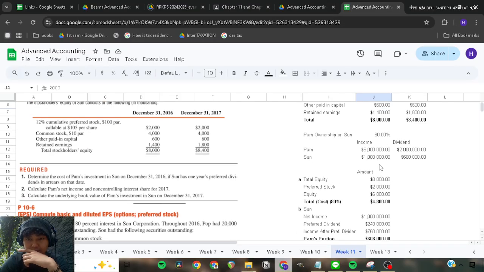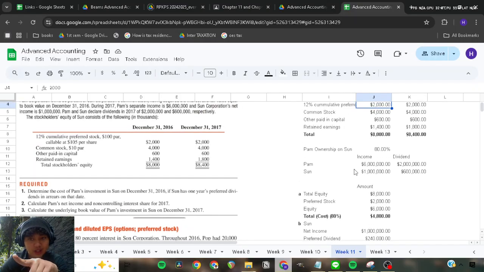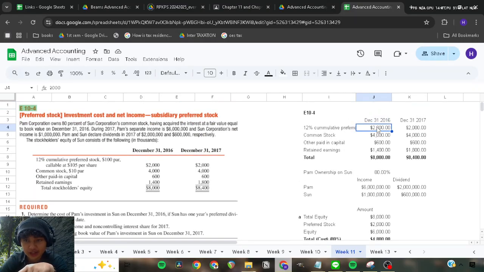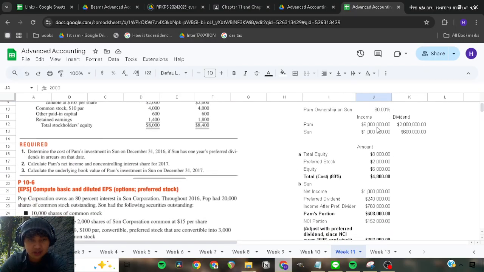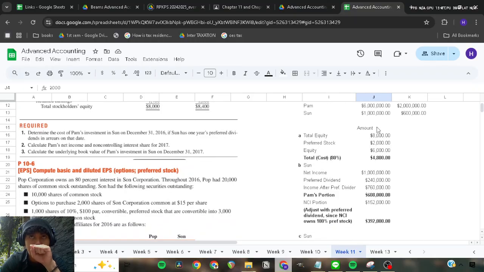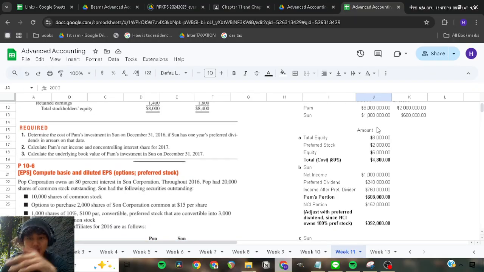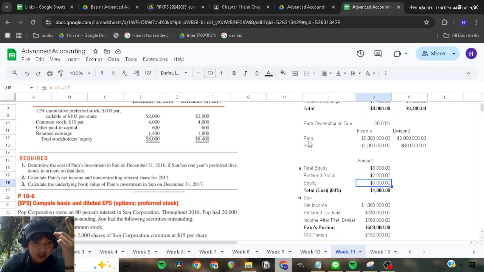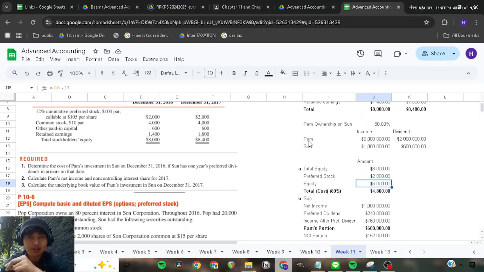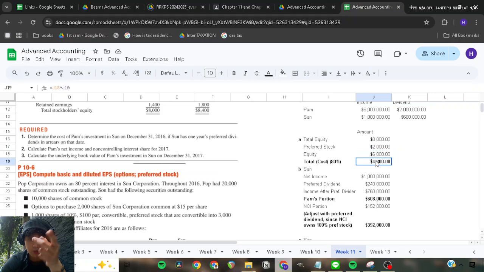I put the total equity of 8,000, just like the table. I deducted the preferred stocks, and the way I do this is I just extract this number, 2,000, as it's mentioned in the table, and deduct 2,000 from the 8,000. I get 6,000 here. And since the parent only owns 80%, I took 80% of 6,000. I get this number, 4.8. So that's for the first number.